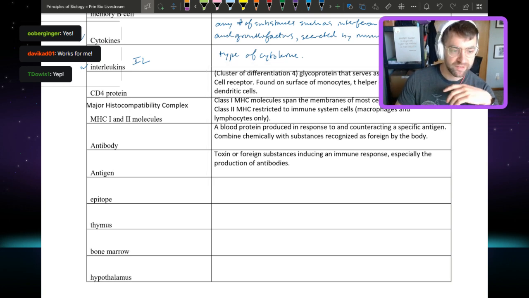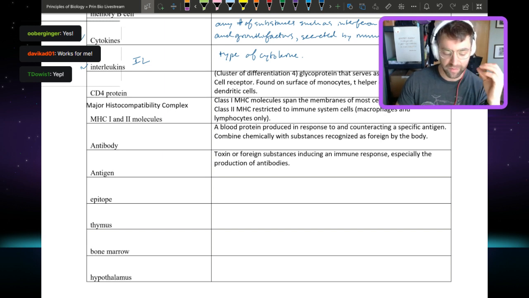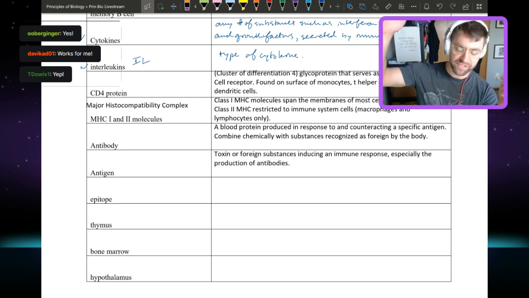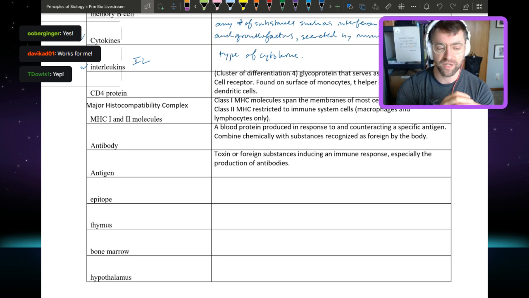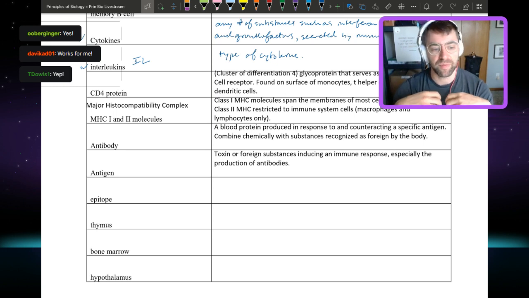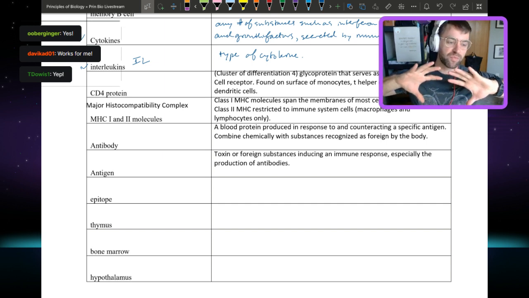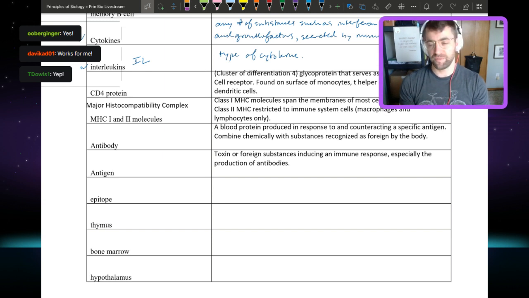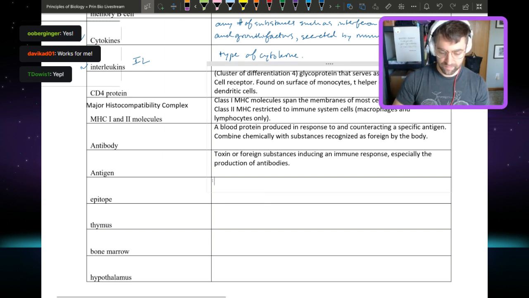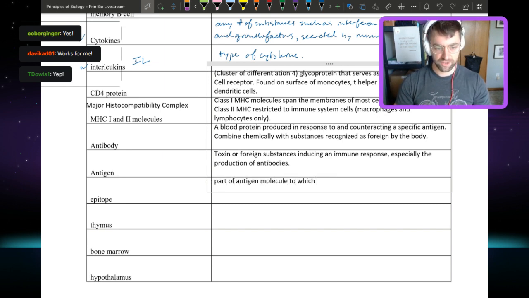All right, epitope. In all of these, having a little bit of a background in something like Romance languages or Latin can help you intuit what the meaning of a word might be. Epi typically means above or on top of. So an epitope is the part of an antigen molecule to which an antibody attaches itself. So it's the most prominent part of the antigen molecule.